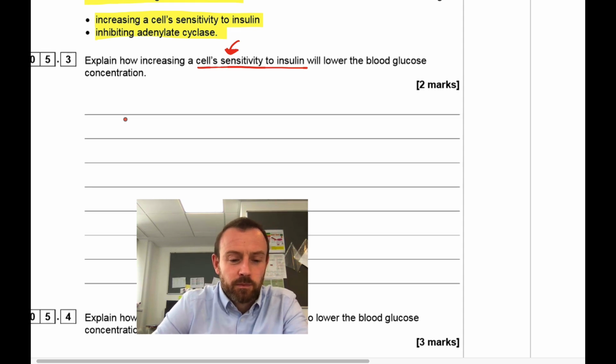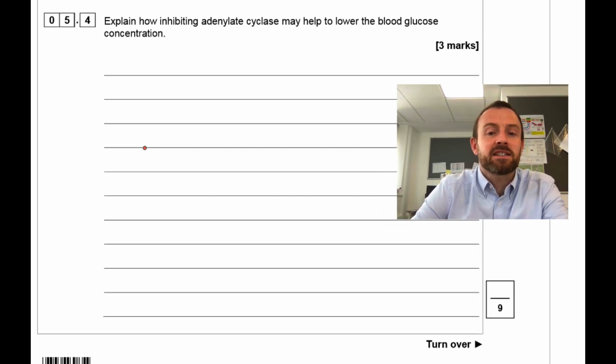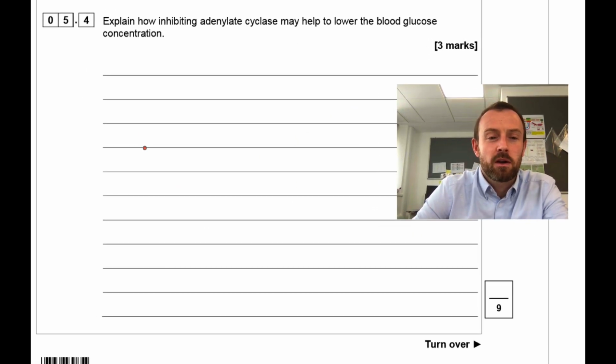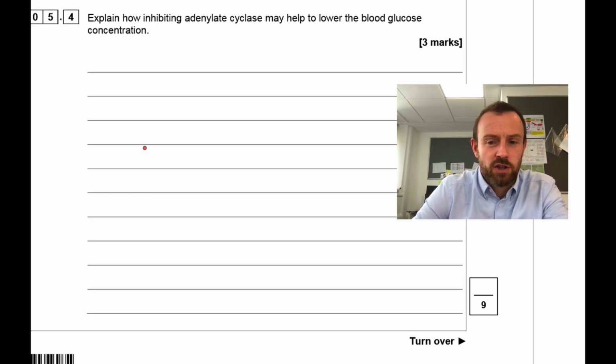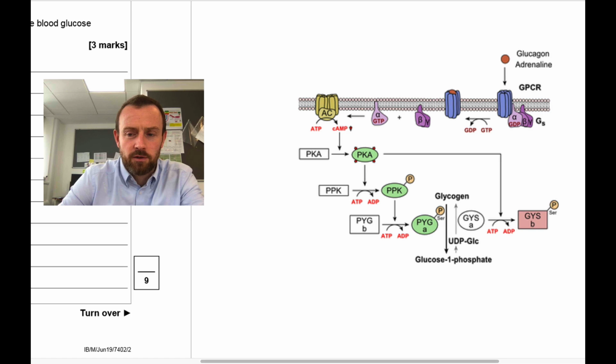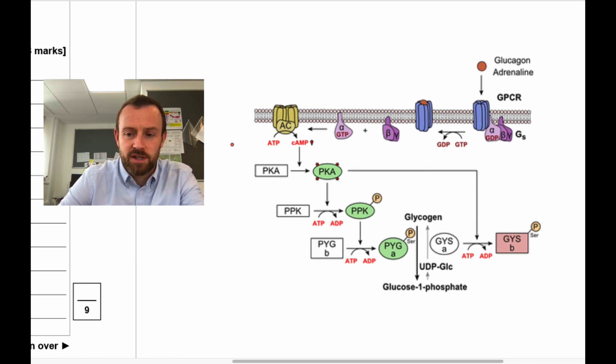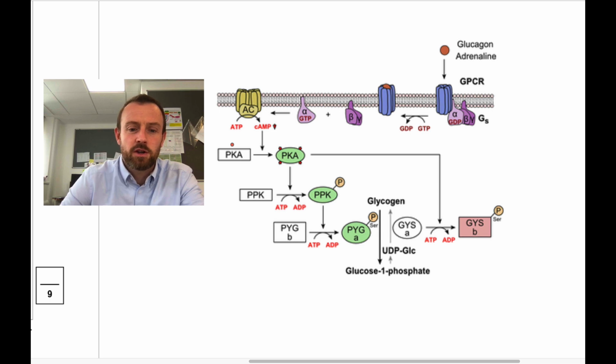Question 5.4. Explain how inhibiting adenylate cyclase may help to lower the blood glucose concentration. Okay, so I wanted to put in a picture over here, which I've done, to take you through this. This is beyond A level, a university level diagram. You don't need to know so much about it, but there are some things that are on the A level spec.